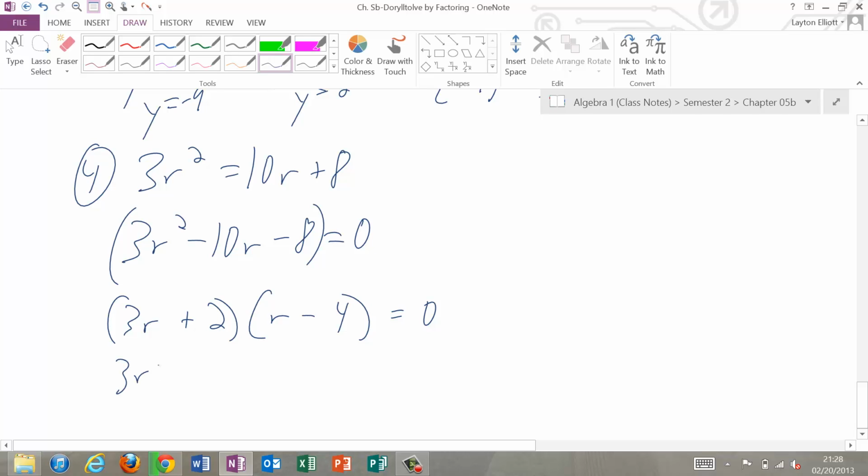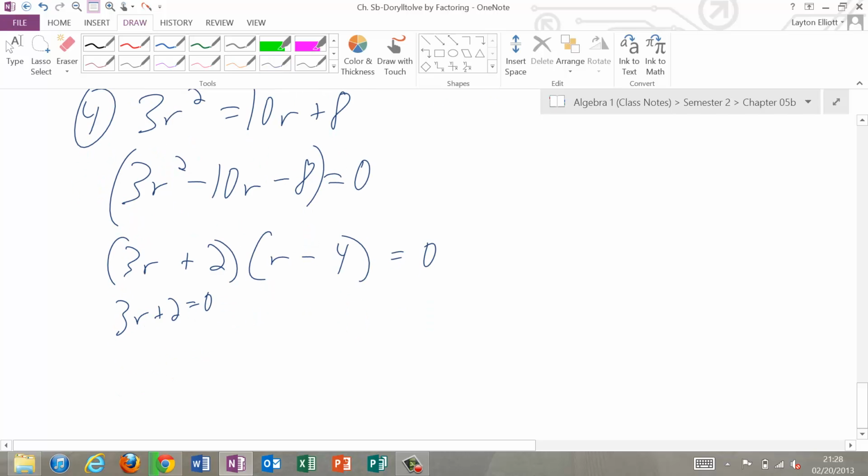And this means 3r + 2 = 0. 3r = -2, or r = -2/3. And this one, r - 4 = 0, or r = positive 4. So my solution set is -2/3, positive 4.